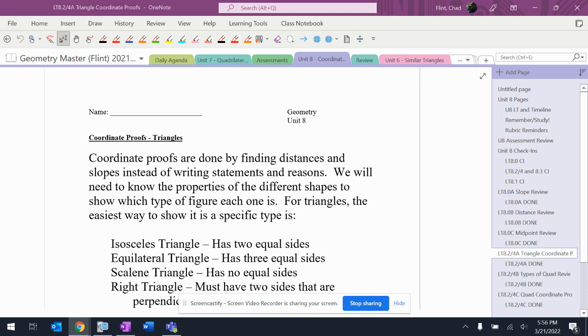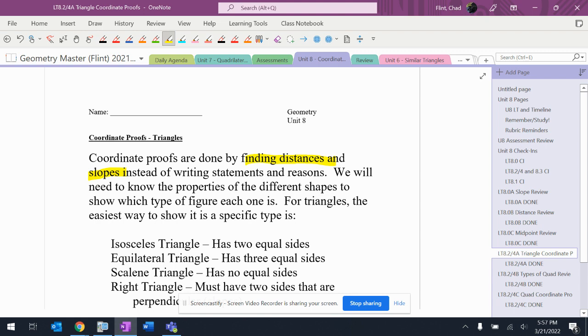So we are going to take a little step into some coordinate proofs here. I want to break these down as simple as possible. To do a coordinate proof, we are going to find distances and slopes. Okay, and then it says instead of writing statements and reasons, we're going to do this instead.